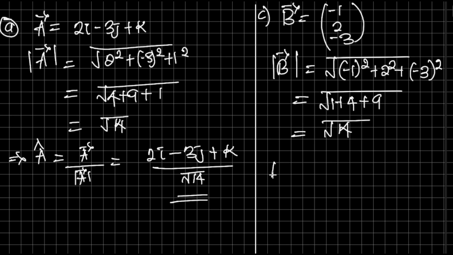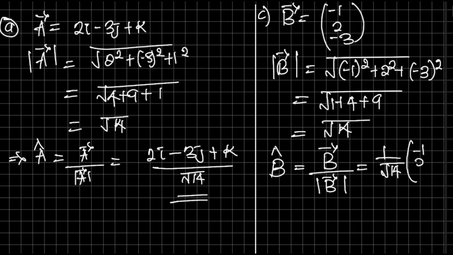So that B unit will be equal to B all over the modulus of B, which is equal to 1 over root 14 times (minus 1, 2, minus 3). So that is what we have. Okay, so you can write a unit vector in unit form, in component form, and then in column form.